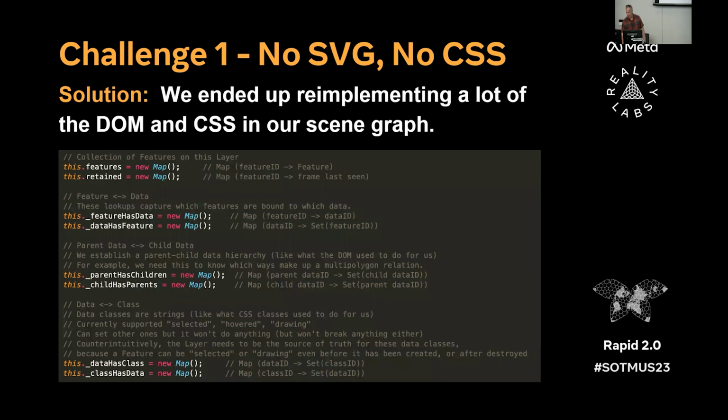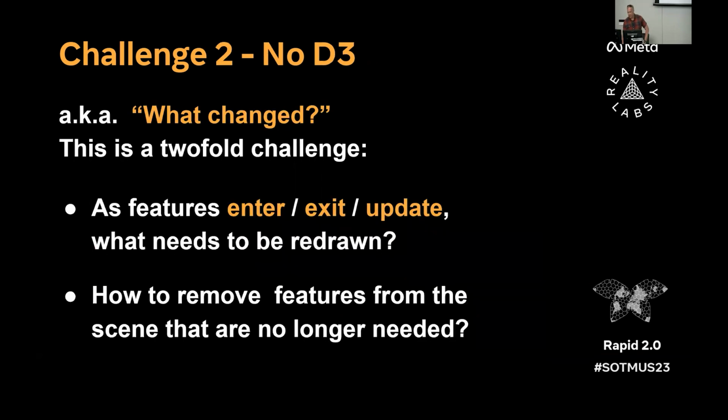The solution for this, again, sorry for the block of code: we ended up having to re-implement a lot of what the DOM and CSS does in our own internal scene graph. This took us several months to really figure out and make good. But you can see that we've got all these internal data structures now: feature has data, data has feature, parent has children, child has parents. This is all stuff we have to keep track of for ourselves now that the DOM is not something we can use.